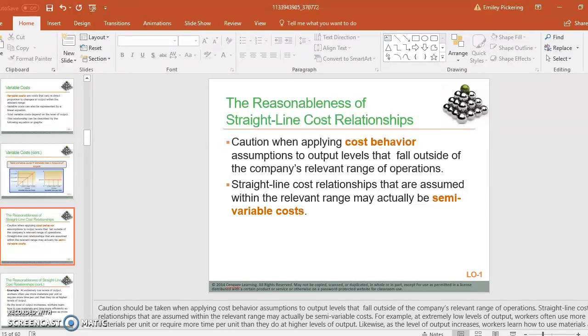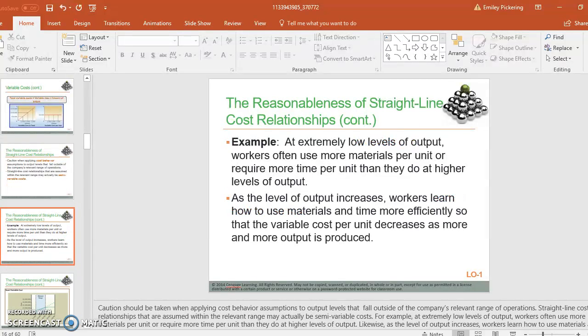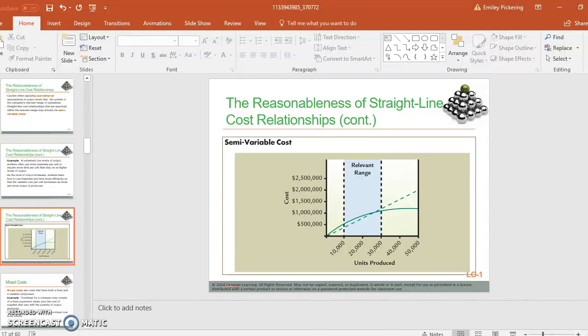So this talks about the reasonableness of it. Is it reasonable to say that variable costs will never change within the relevant range? I mean, you're going to have economies of scale. You're going to have different things that aren't particularly accurate. So maybe, maybe not. It's just something to keep in the back of your mind for now. All right, so here's your relevant range in that.